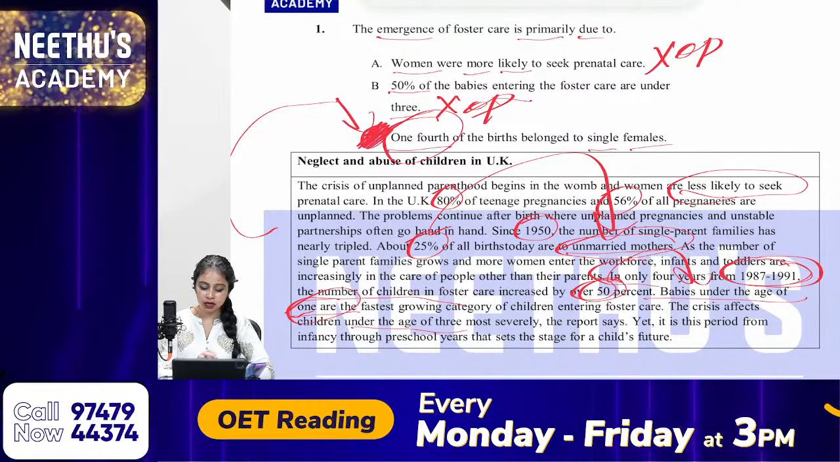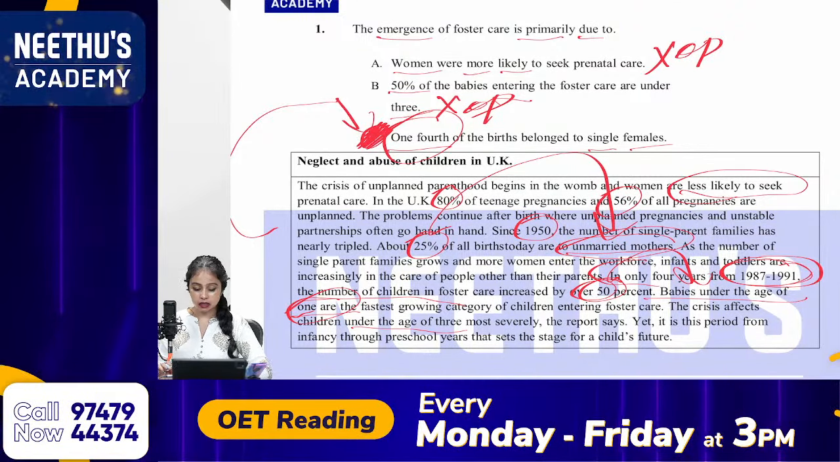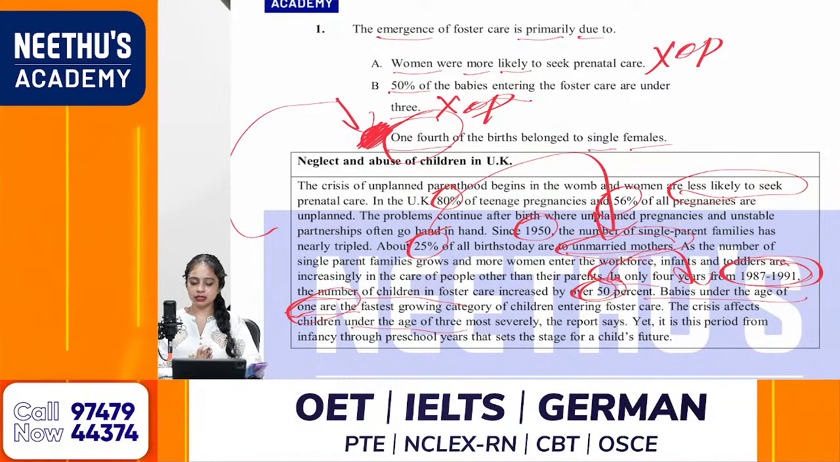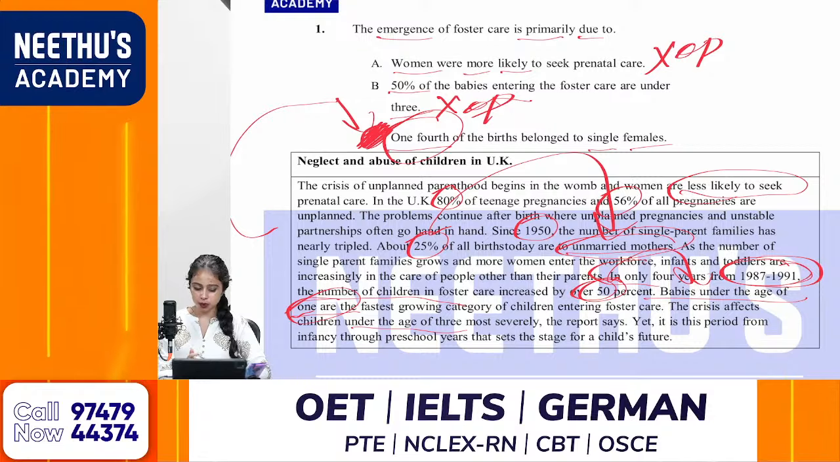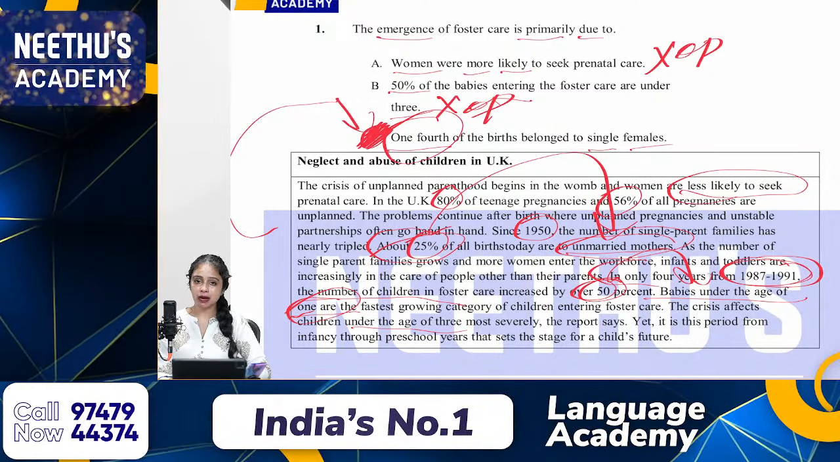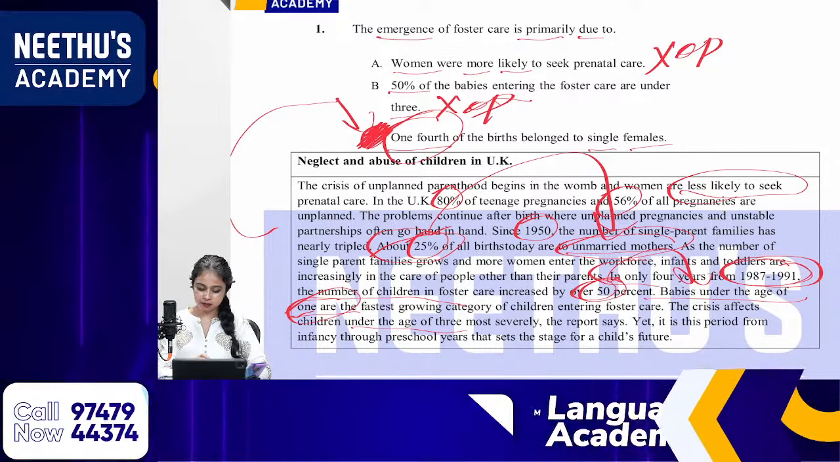What is option C? 1/4 of the births belong to single females. So instead of that, they have mentioned, paraphrased, okay? About 25% of all births today are to unmarried mothers. So that is the correct answer.